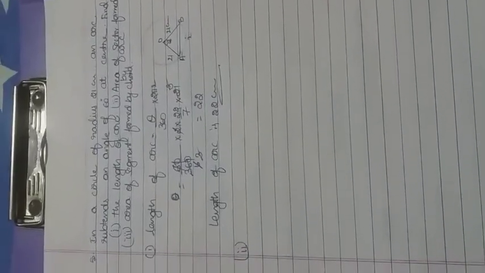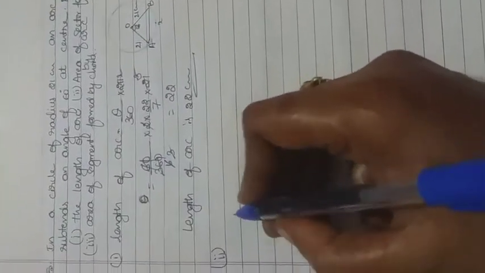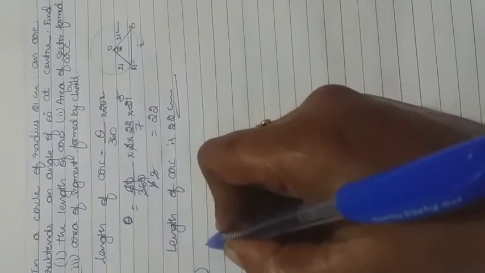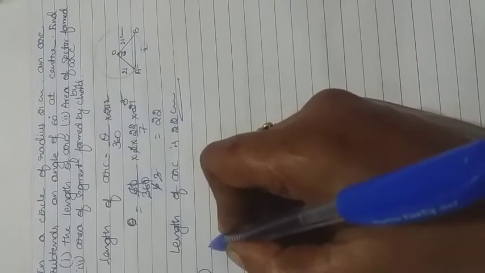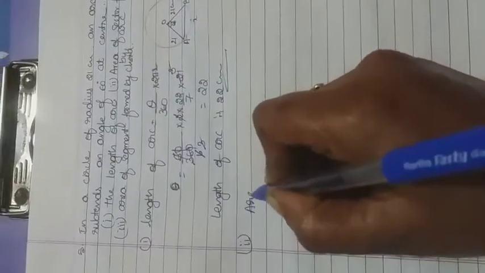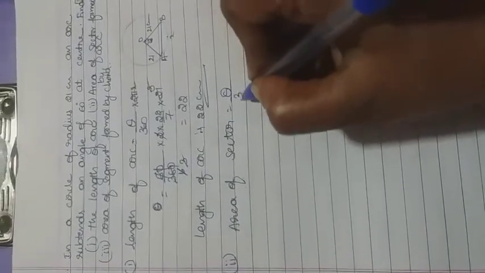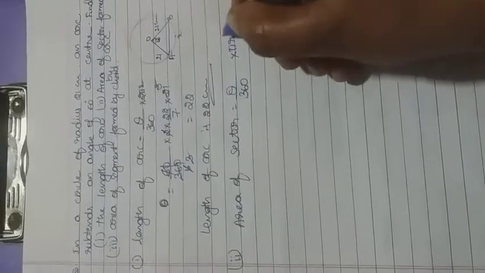So area of a sector is theta divided by 360 into pi r square. So we can take that same. Okay, so that is the area of a sector. Yes, we have to calculate the area of sector now. Area of sector, so that equals theta divided by 360 into pi r square.